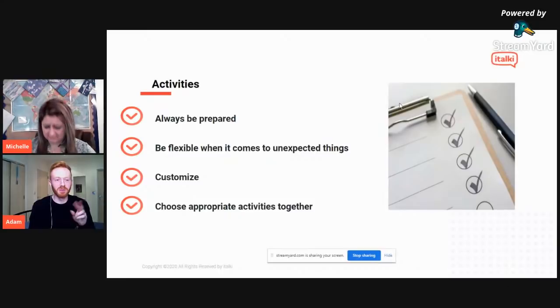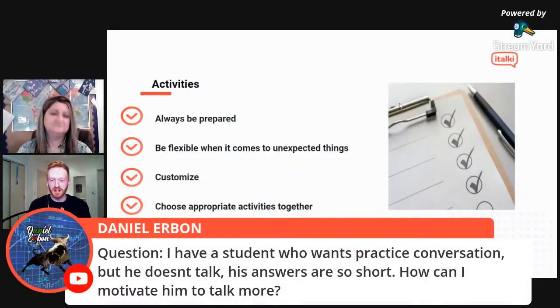We've got two really good points, but I think two questions that have come up in the chat. Sure. But I think we can use this point to elaborate on to answer them slightly. So we've got one question from Daniel, saying that if you have a student who wants to practice talking, but maybe their answers are short, how can you motivate them to keep talking?